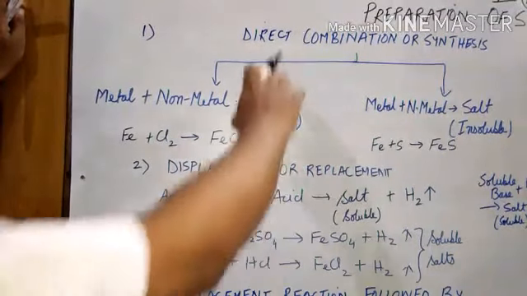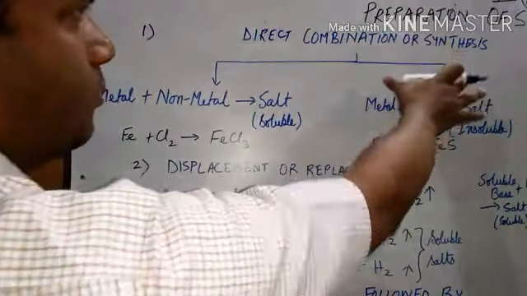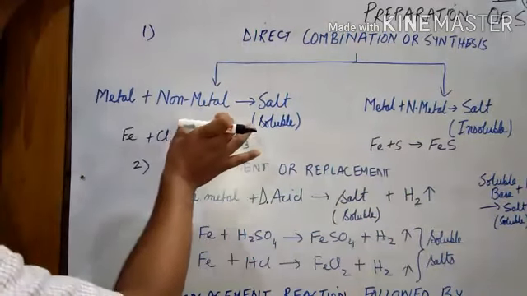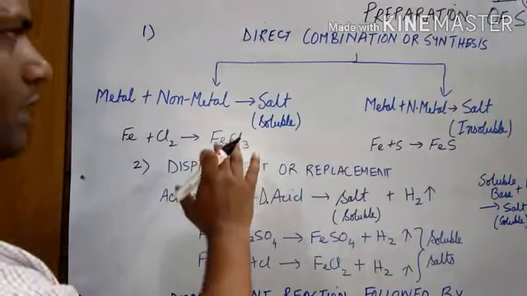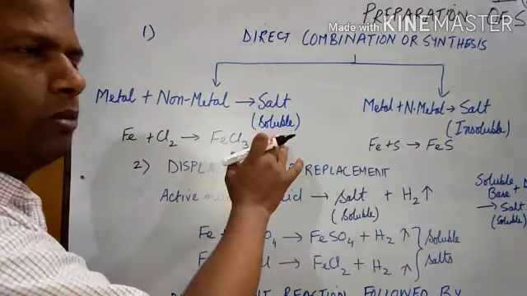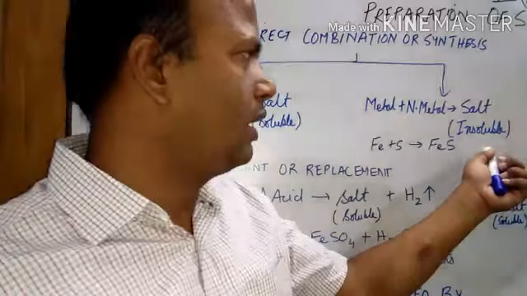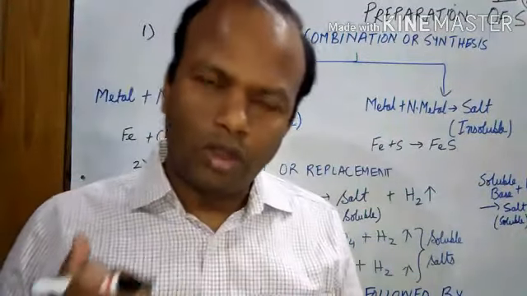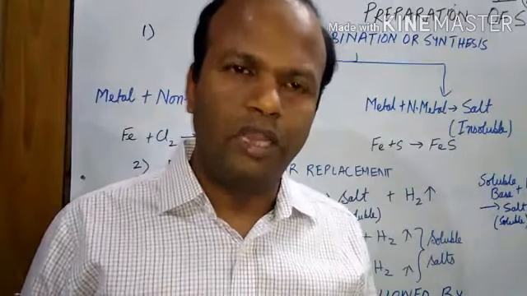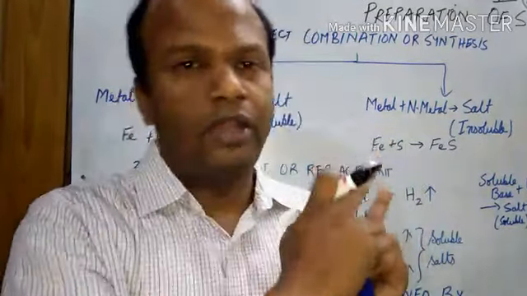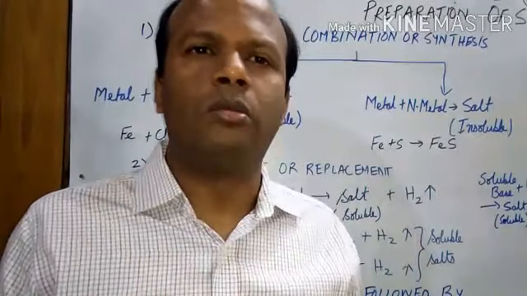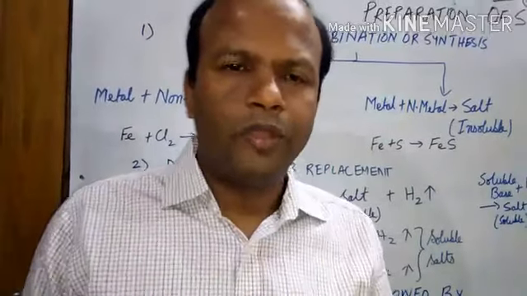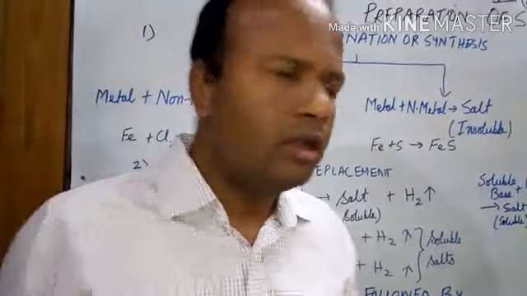We have the first one, direct combination or synthesis. All of you must be knowing the procedure: metal plus non-metal gives salt. This can give a soluble salt and also an insoluble salt. Whatever product is formed, you have to check from that table whether it is soluble or insoluble, so you can distinguish it.